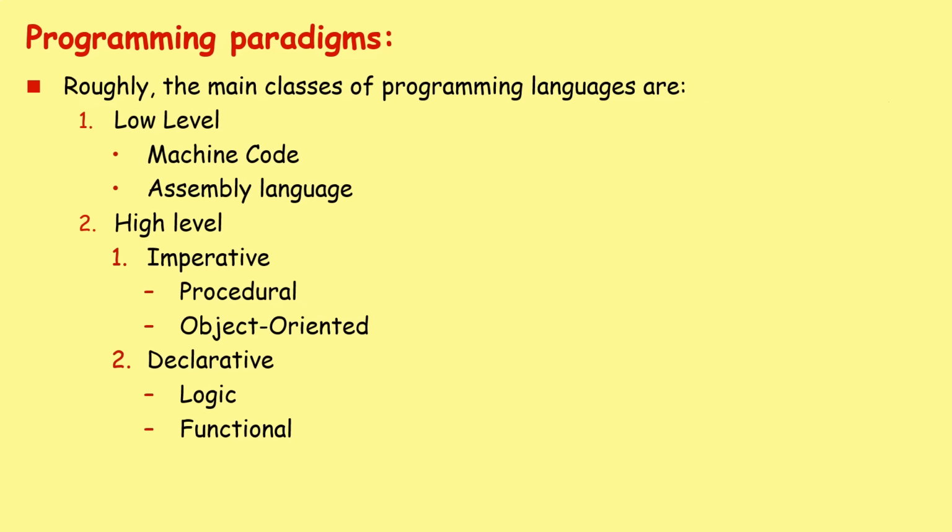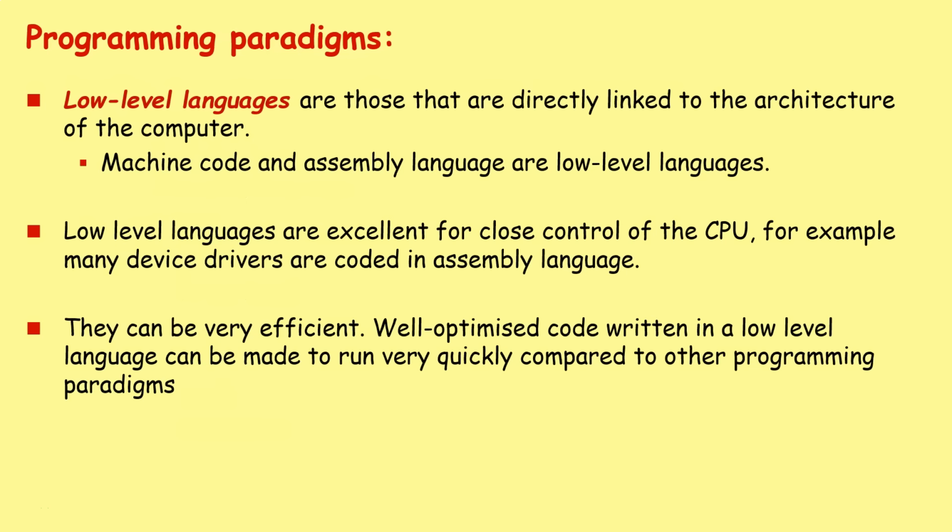Very roughly, we can divide the classes of programming language into low level or high level. Low level can include things like machine code and assembly language. High level can be subdivided into imperative and declarative languages. We can divide imperative into procedural and object-oriented, and those are the ones you probably have most experience with. If we look at the declarative languages, we can have declarative logic and functional languages, which are maybe a little bit more exotic.